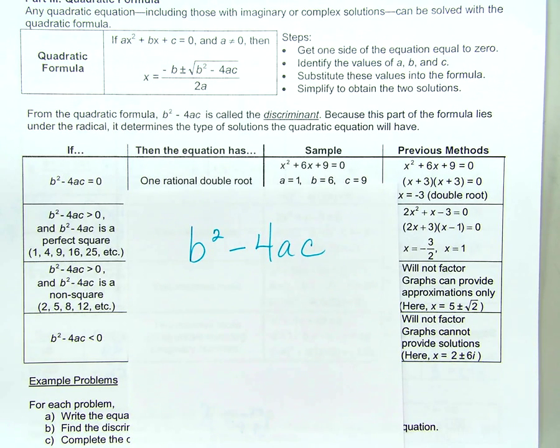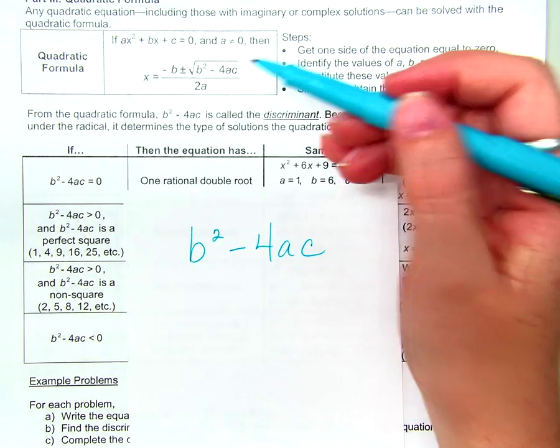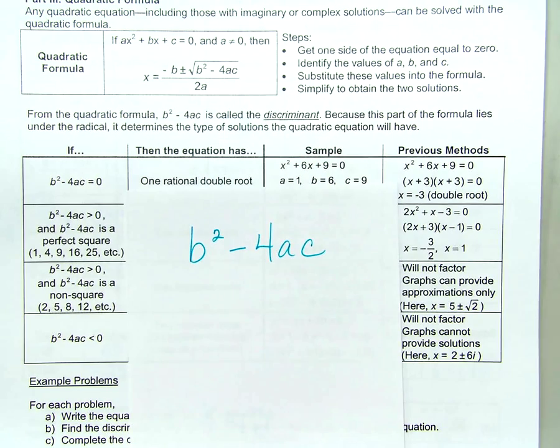Oh wait, it's already part of the quadratic formula? It's the part inside the radical, right? It doesn't include the radical. It's only b squared minus 4ac.